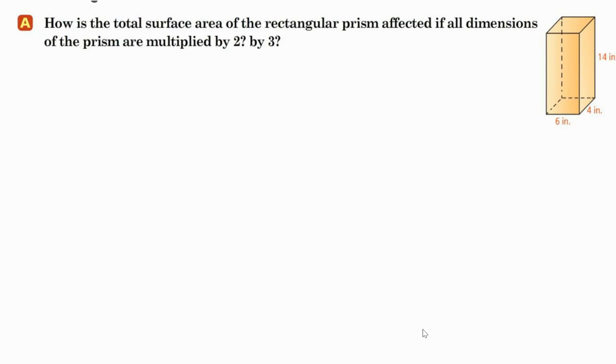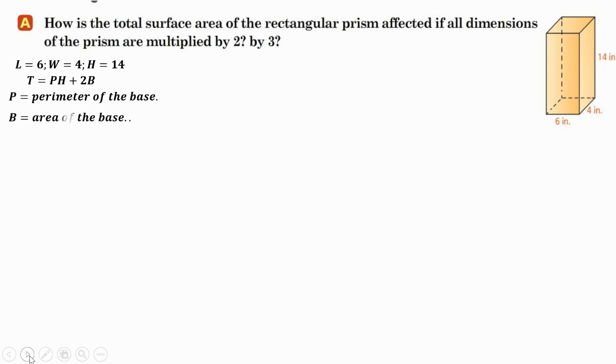So how is the surface area of a rectangular prism affected in all dimensions? First of all, you have to know the length, width, and height. And with that, you can determine the total surface area, which is Ph plus 2B. P stands for the perimeter, and B stands for the area of the base. In this case, the base is a rectangle. When you use the formula, you're able to get that the total surface area of the prism is 328 square inches.